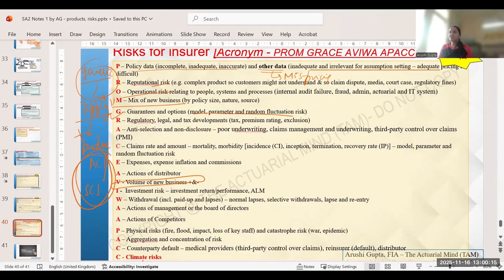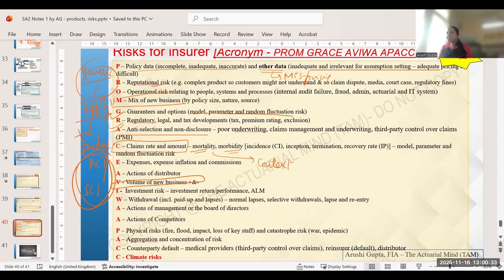उसमें कैपिटल रिक्वायरमेंट ज्यादा चाहिए. रेगुलेटरी रिस्क है, एंटी सिलेक्शन एंड नॉन डिस्क्लोजर है, एंड दिस इज द मोस्ट fundamental and the most common risk in all products, which is claim rates and amounts. इसको mortality कह लो, morbidity कह लो, ये depend करता है context पे.